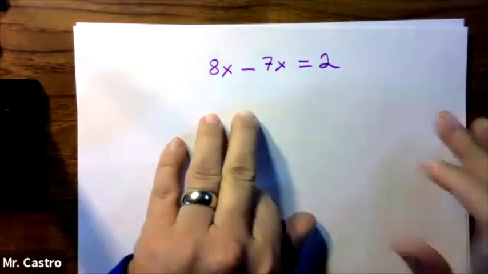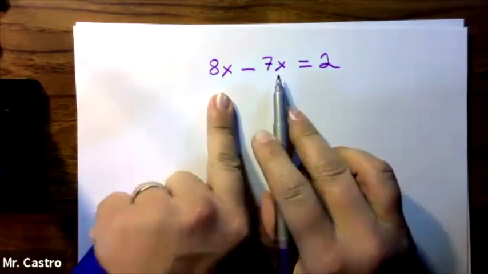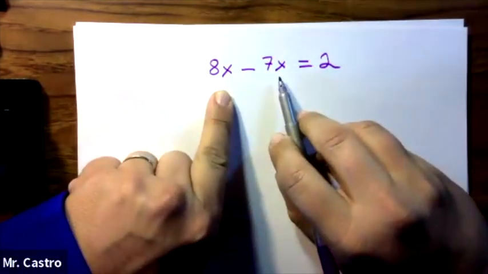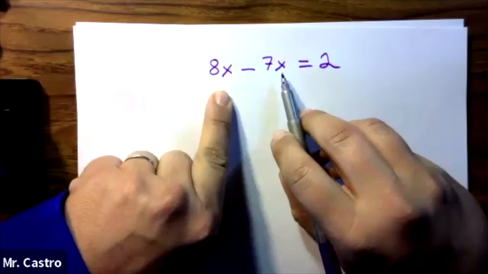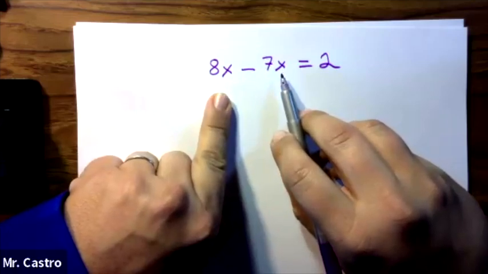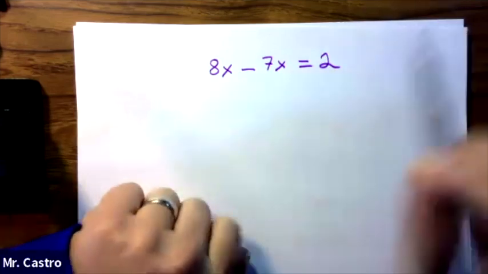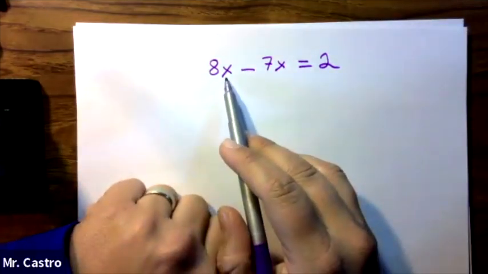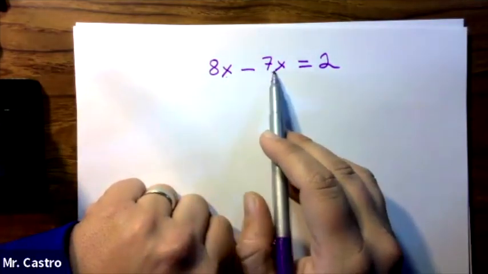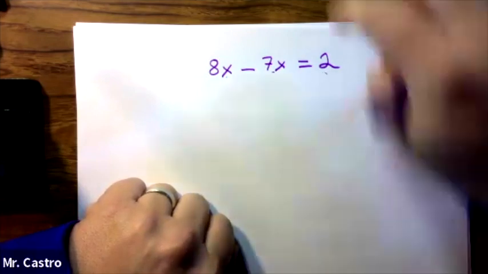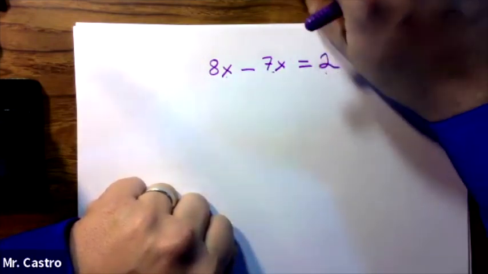All right. Notice that I now have a variable in two locations instead of one. So what do I do in these situations? If I have 8x minus 7x equal to 2, how do I take care of that?